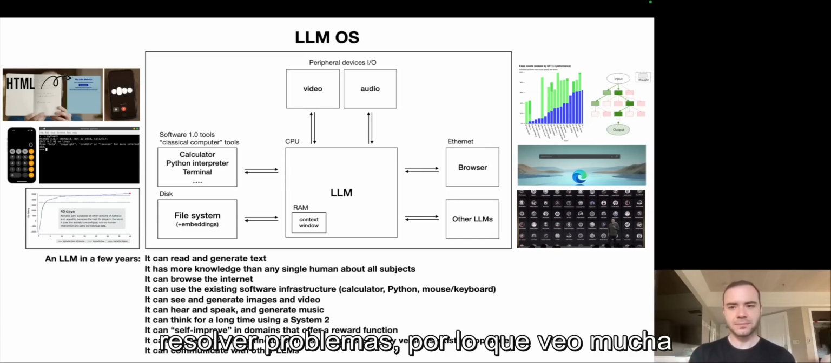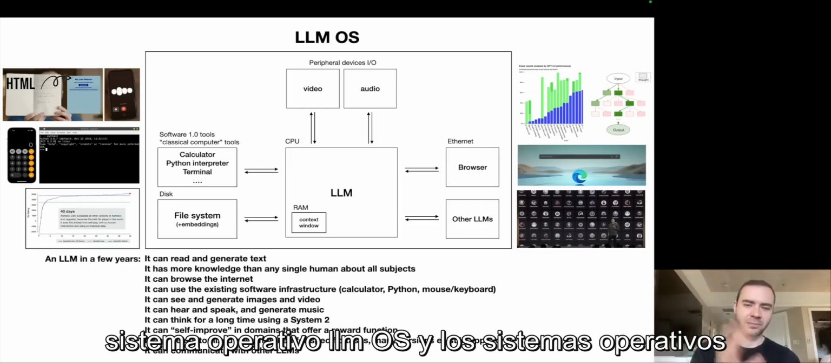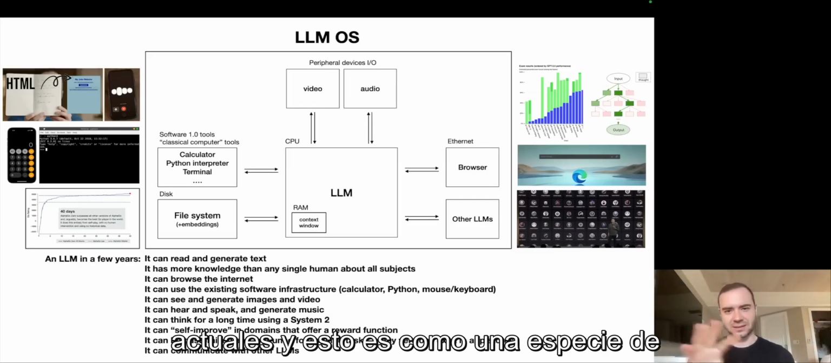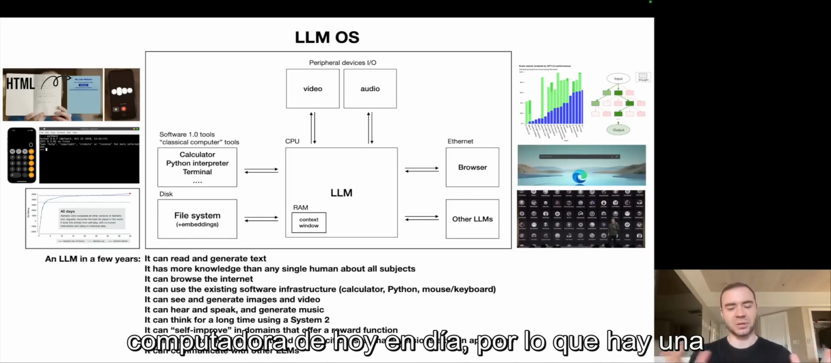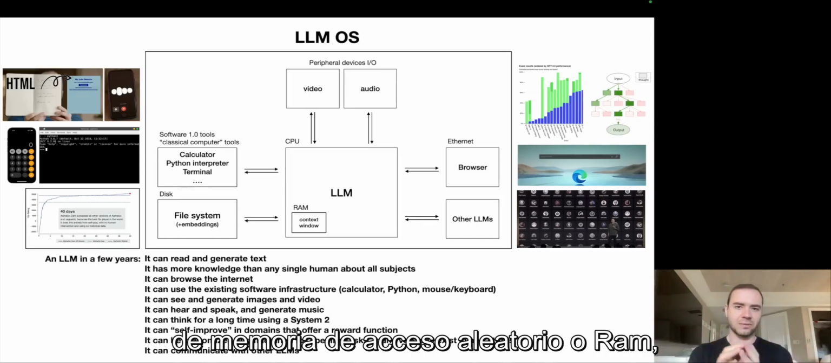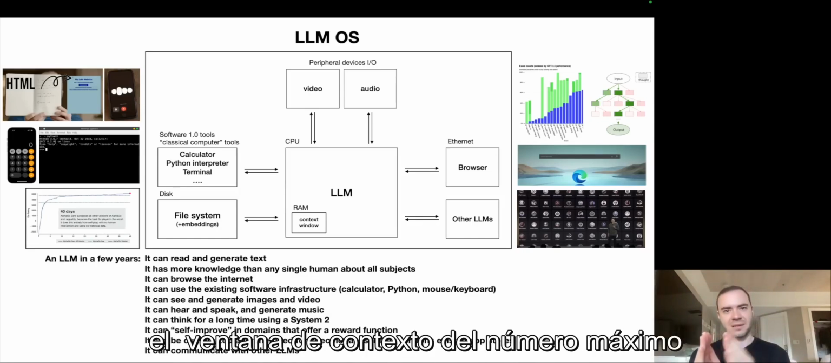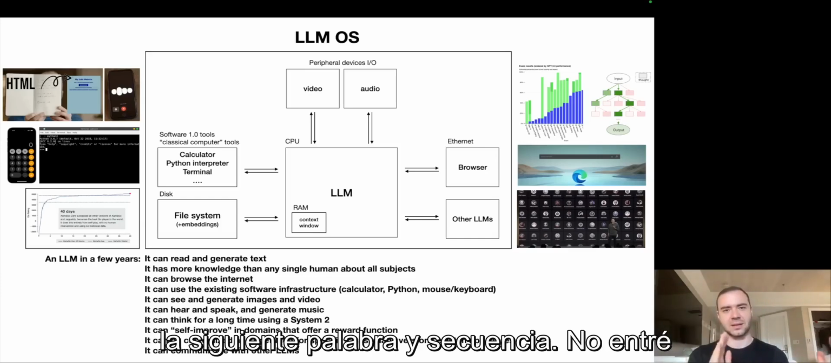solving. And so I see a lot of equivalence between this new LLM OS operating system and operating systems of today. And this is kind of like a diagram that almost looks like a computer of today. And so there's equivalence of this memory hierarchy. You have disk or internet that you can access through browsing. You have an equivalent of random access memory, or RAM, which in this case for an LLM would be the context window of the maximum number of words that you can have to predict the next word in a sequence.